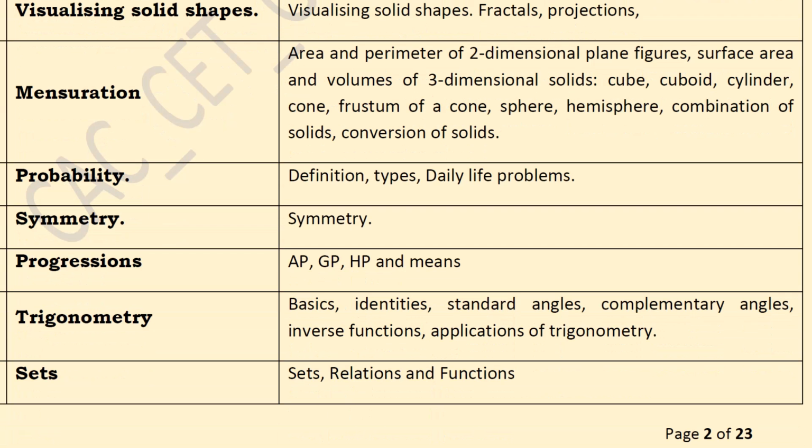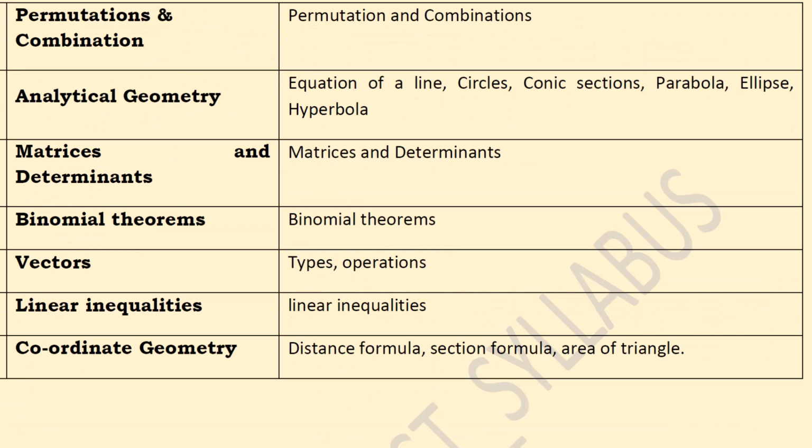Till then, it was there in your old syllabus also. In fact, permutation and combination was also there. But the new syllabus is including analytical geometry. Of course, matrices and determinants were there in the old syllabus. Then analytical geometry, binomial theorem, vectors, linear inequalities and coordinate geometry. Of course, coordinate geometry was also there in the old syllabus. So basically now there are 4 topics which were not at all mentioned in the old syllabus.